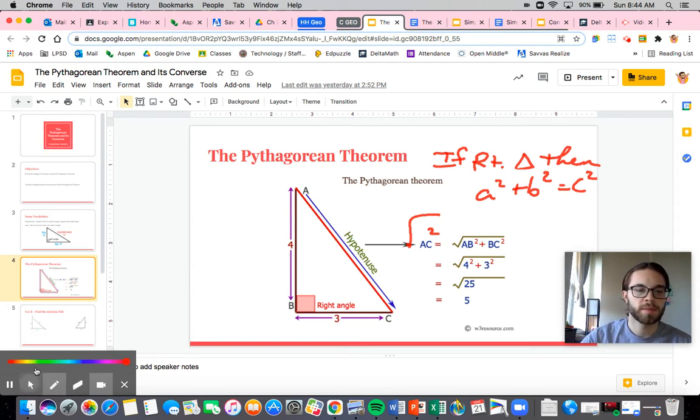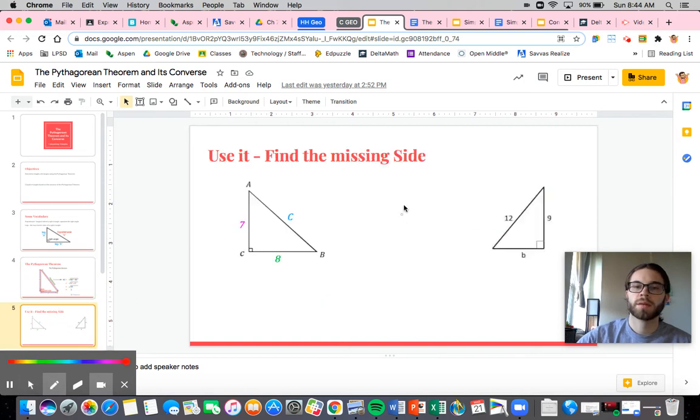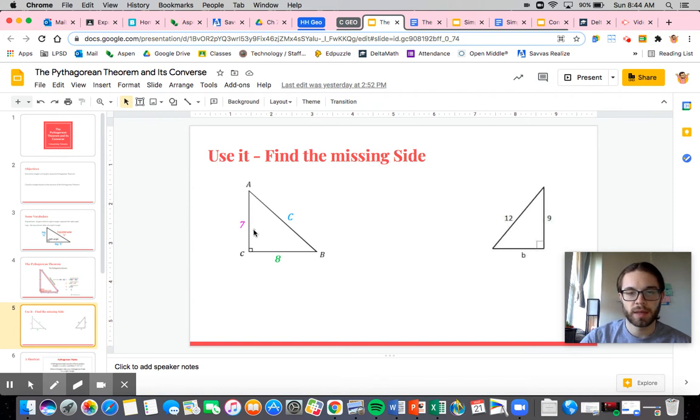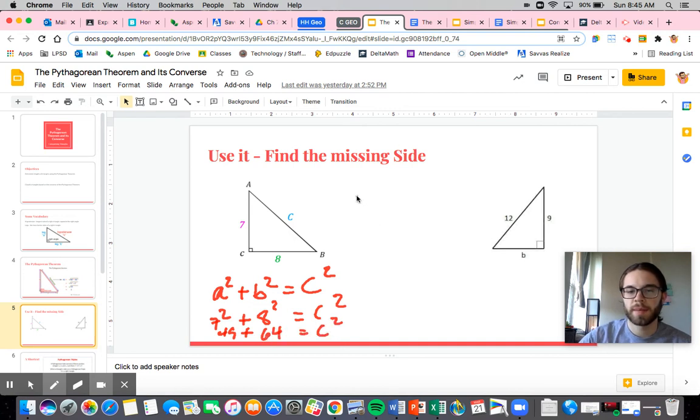So let's actually use this. So the missing side, we need to find it. So we have that a squared plus b squared equals c squared. We still need to figure out what c is. We don't know what it is, but we know that a and b are going to be 7 and 8. It doesn't matter which order you put them in. Addition's commutative, so it doesn't matter. 7 squared plus 8 squared is equal to c squared. So that would be 49 plus 64 equal to c squared. That makes my c squared equal to 113. So c, don't forget to take your square root, is the square root of 113.